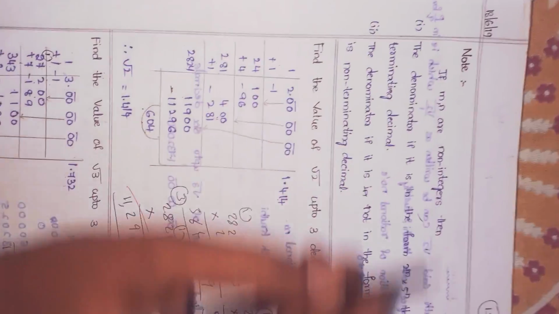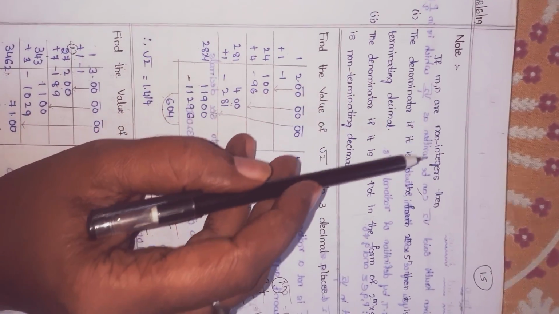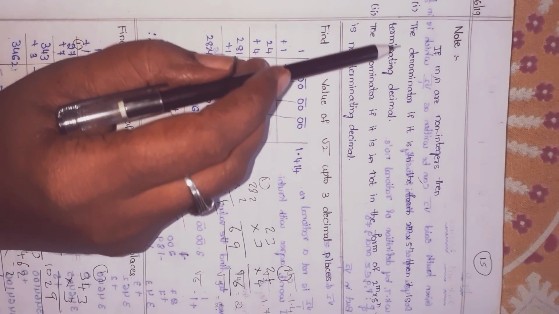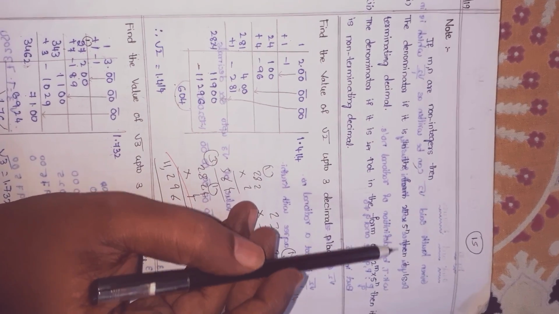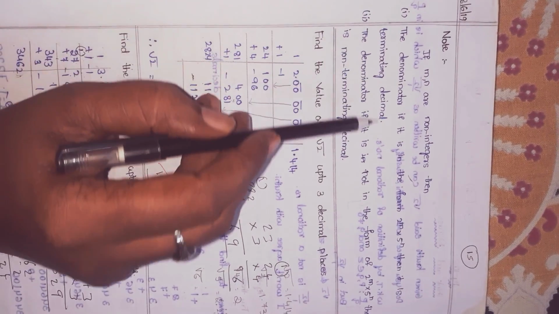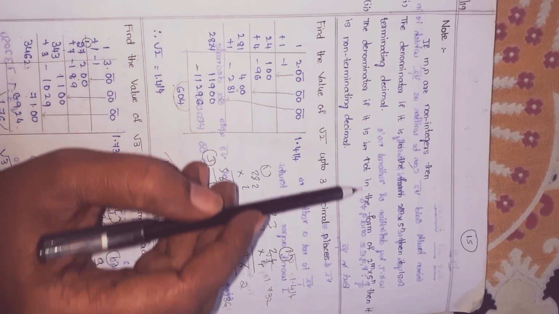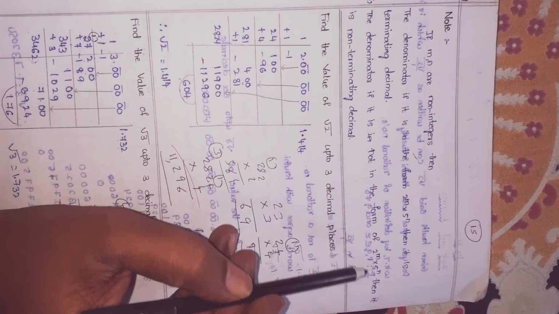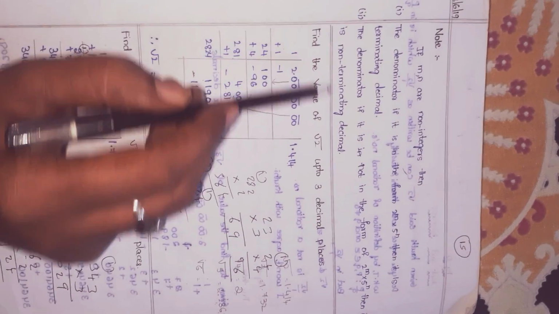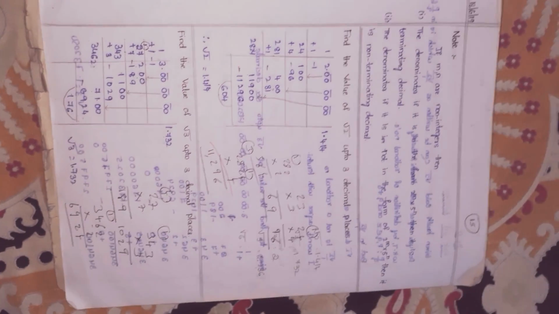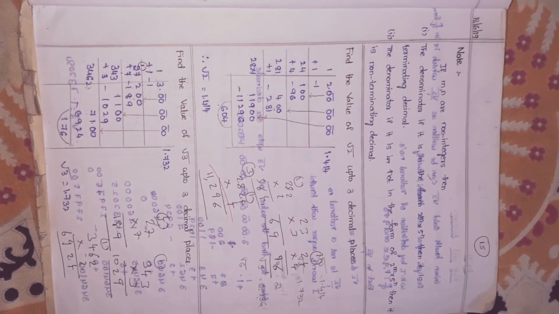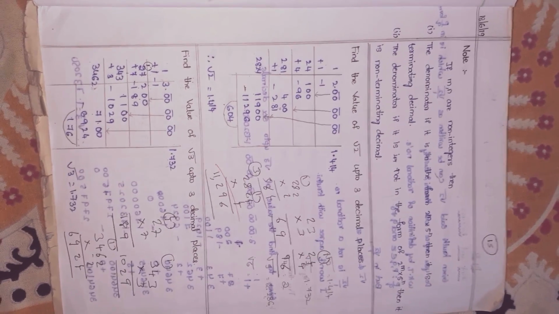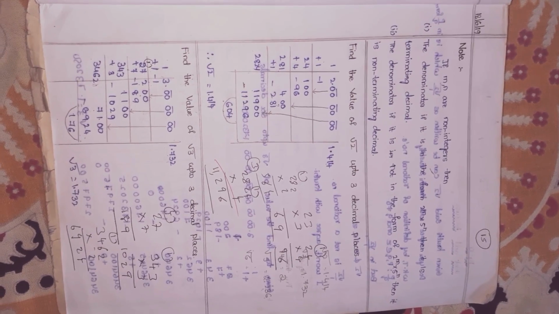So that only I have made a note here, children. If m and n are non-negative integers, then if the denominator is in the form of 2 power m into 5 power n, then it is a terminating decimal. If the denominator is not in the form of 2 power m into 5 power n, then it is a non-terminating decimal. So with this your exercise 1.1 is completed, children. In the next session I will explain some more problems, children. Okay.